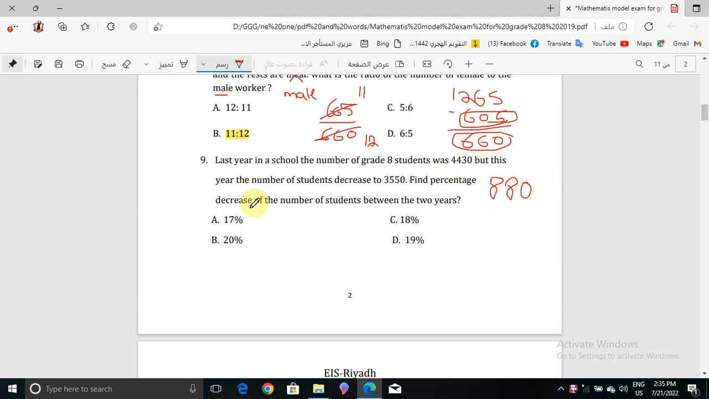Then the percentage decrease is equal to what? 880 over the original number, which is 4,430, times 100, right? To find the percentage decrease. Now after simplifying it, you will get the answer, which is choice D, 19%. This is the correct answer for question number 9.